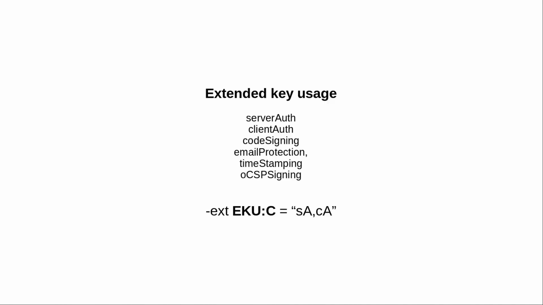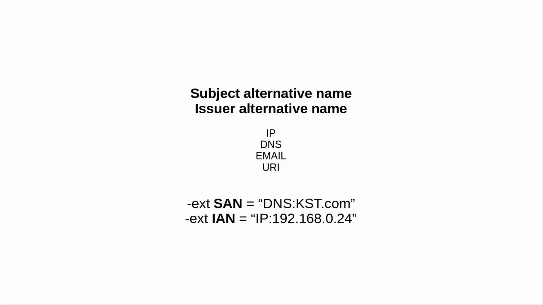Next, it's extended key usage. And we have things like server authentication, client authentication, code signing, and so on. The command for it is -ext eku, and with :c we are setting criticality to true. And in this case too, we can provide elements in short form, like small s capital A for serverAuth and small c capital A for clientAuth. Then we have subject alternative name and issuer alternative name.